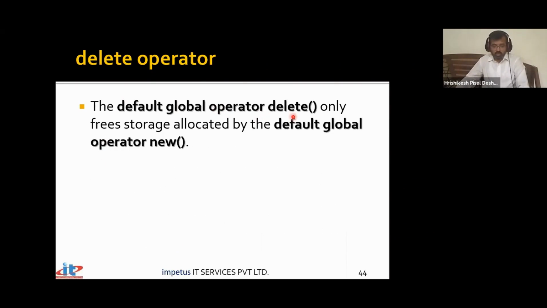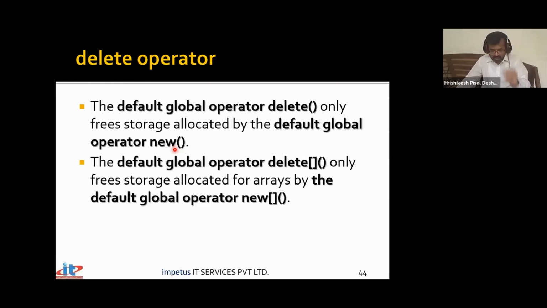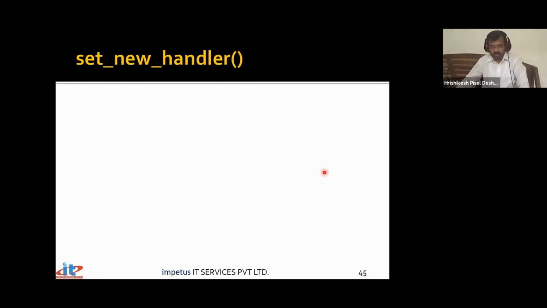The global operator new only frees storage allocated by using global operator delete. Delete will only release memory allocated by this new. I'm just trying to put in your head that this is how it is. And if you have allocated with new square bracket, the only way to release that is by using delete square bracket. This is something that you have to keep in mind.